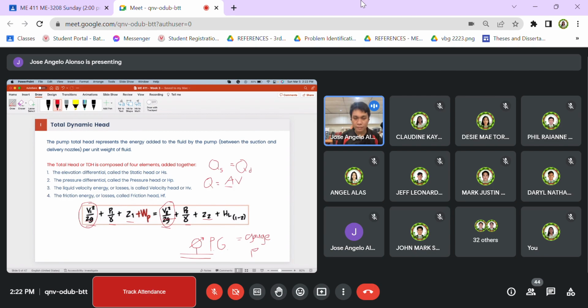Since acceleration due to gravity is constant lang, ang difference in velocity head is magdedetermine lang or will be dependent lang sa value ng velocity at suction and the discharge. And since volumetric flow rate is the same, then yun nga, mag-iiba or magiging dependent to sa value ng ating area ng pipe.